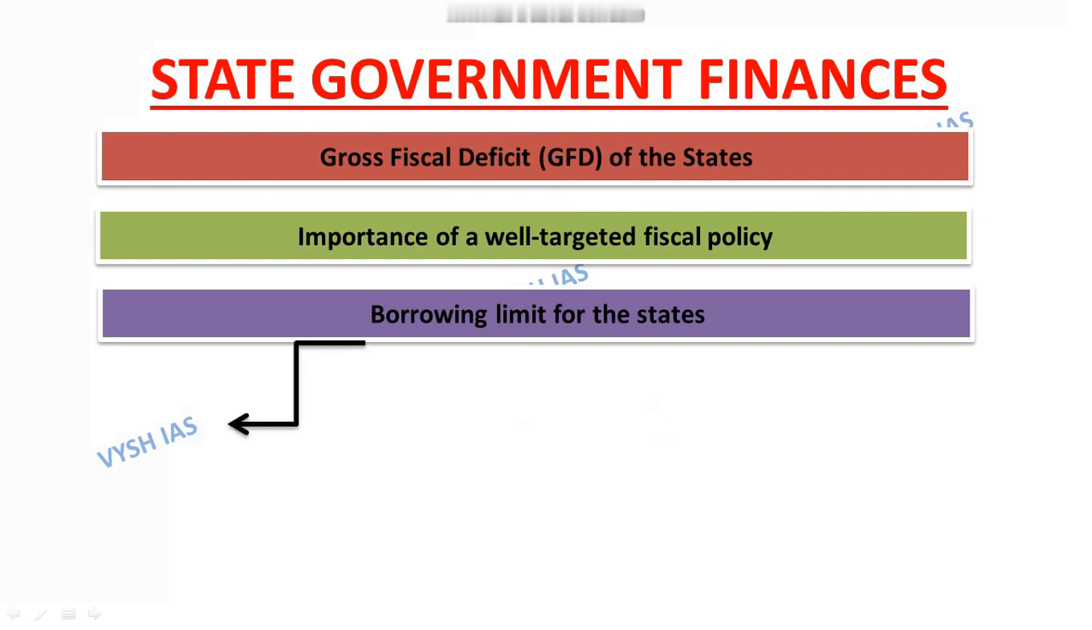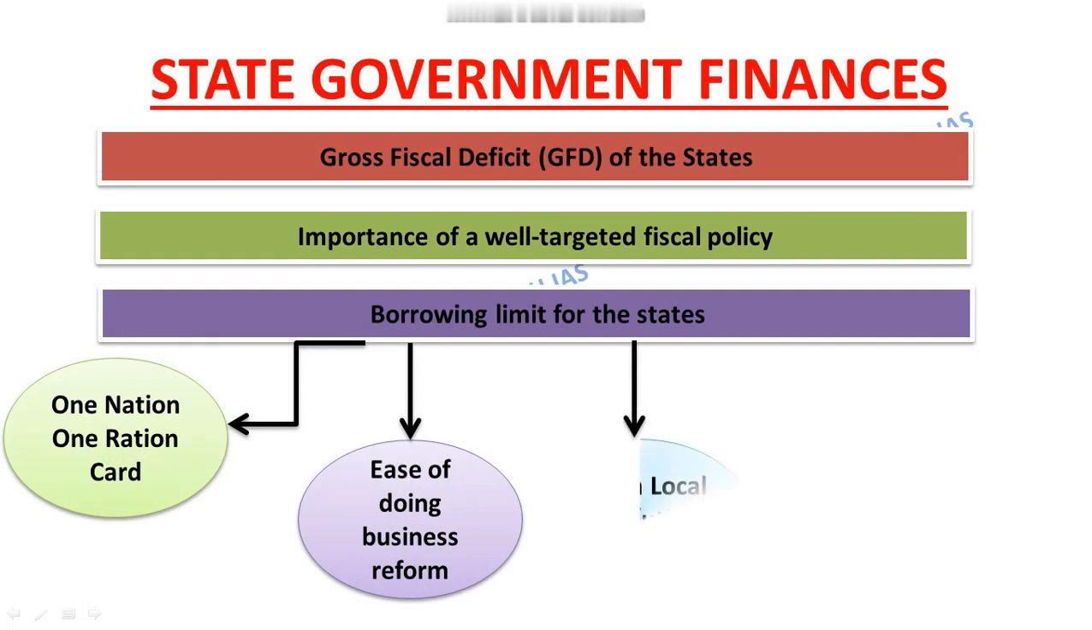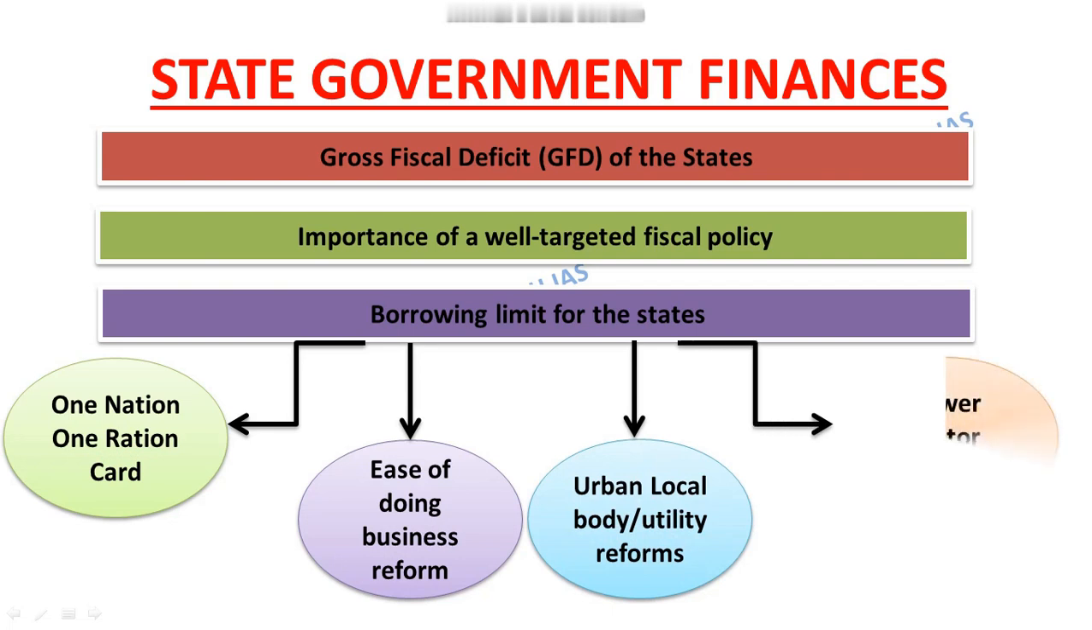So, number one is the One Nation, One Ration Card system. Second is Ease of Doing Business reform. Third is Urban Local Body or Utility reform. And the last one is Power sector reforms.